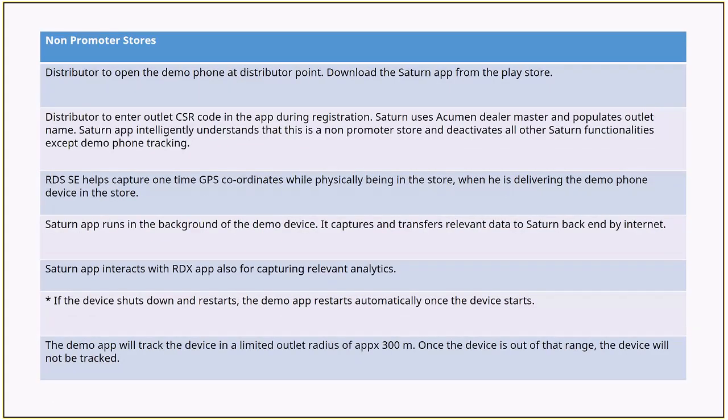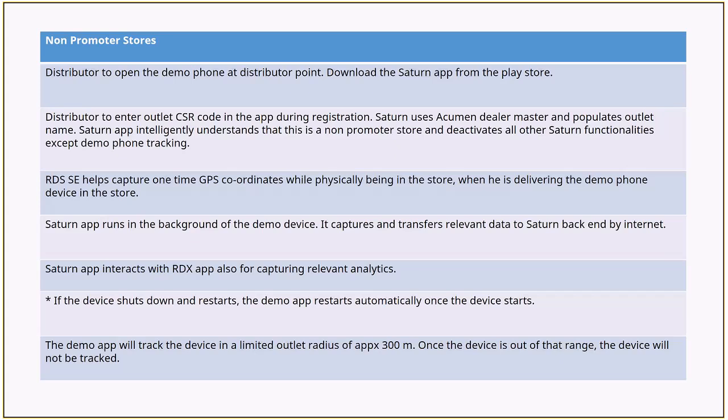Now let's have a look at how it is going to work for a non-promoter store. For a non-promoter store where the demo phones are deployed, the distributor sales rep is the person responsible for deploying this particular Saturn app. Now you can open the box pack and then download the Saturn app while you are at the distributor point, probably connected to the distributor Wi-Fi.